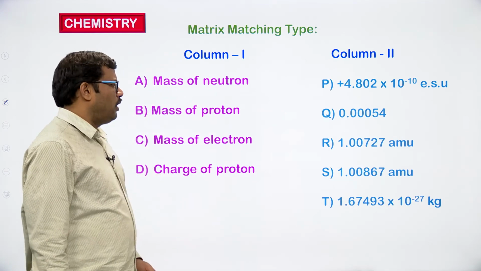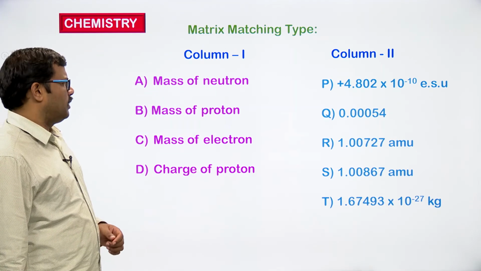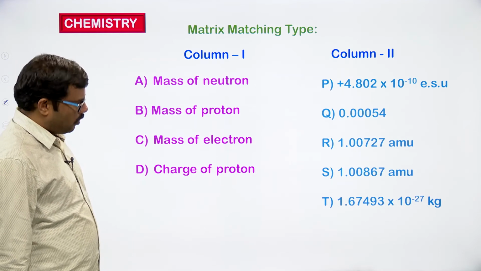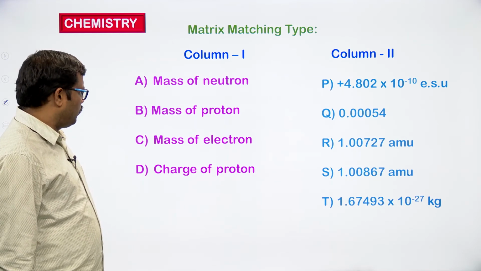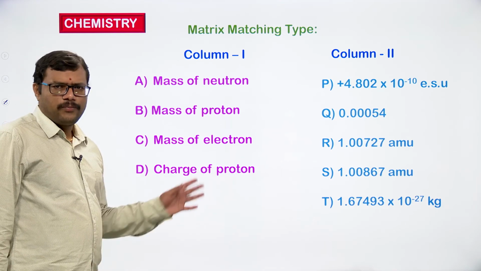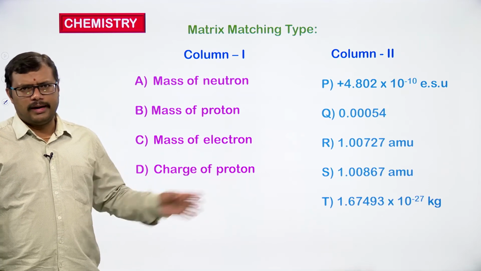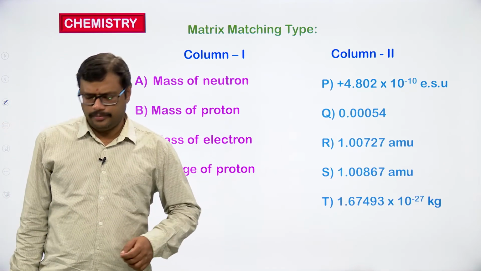Now you have to look at the correlation of the mass of proton, the mass of neutron, the mass of electron, as well as the charge of proton. Can you try this one? Just try to correlate the options given here. Okay.